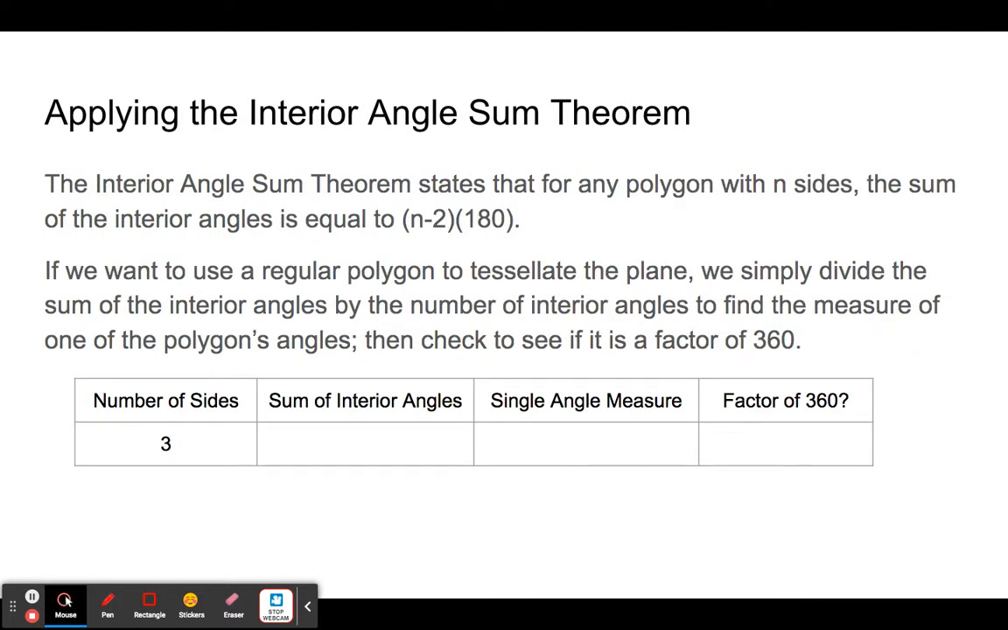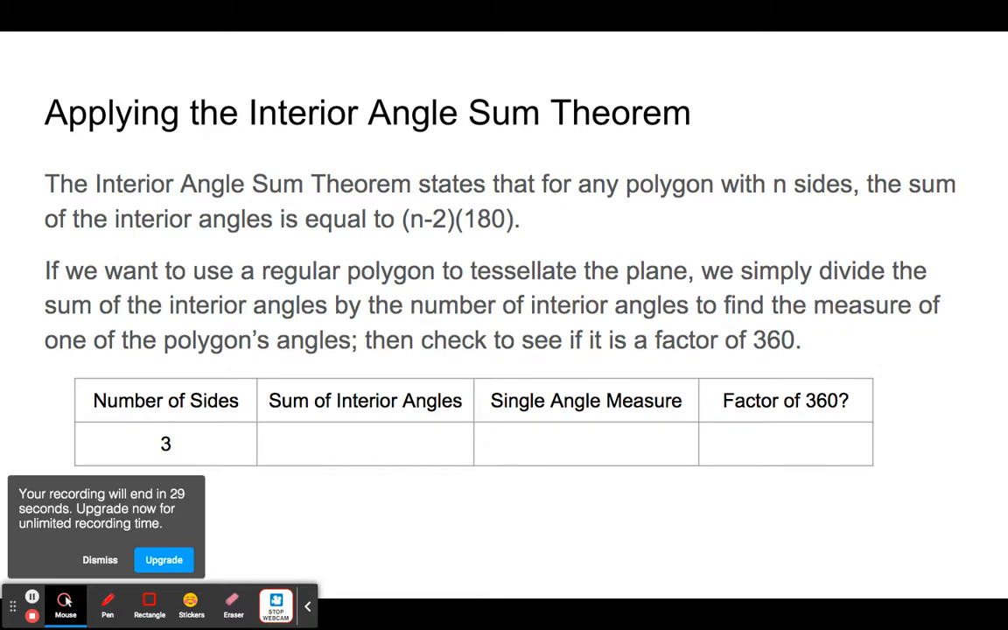The interior angle sum theorem states that for any polygon with n sides, the sum of the interior angles is equal to (n minus 2) times 180. If we want to look at a regular polygon to tessellate the plane, we simply divide the sum of the interior angles by the number of interior angles to find the measure of one of that polygon's angles. So if we want it to tessellate a plane, it has to also be a factor of 360.